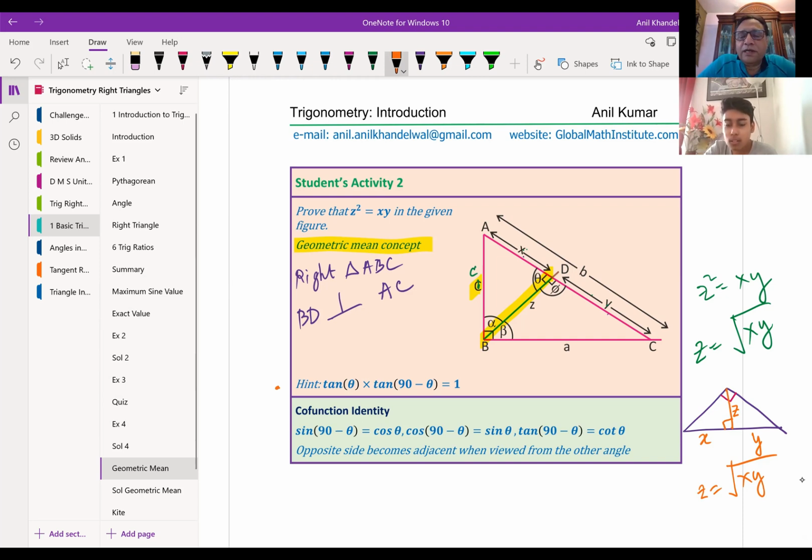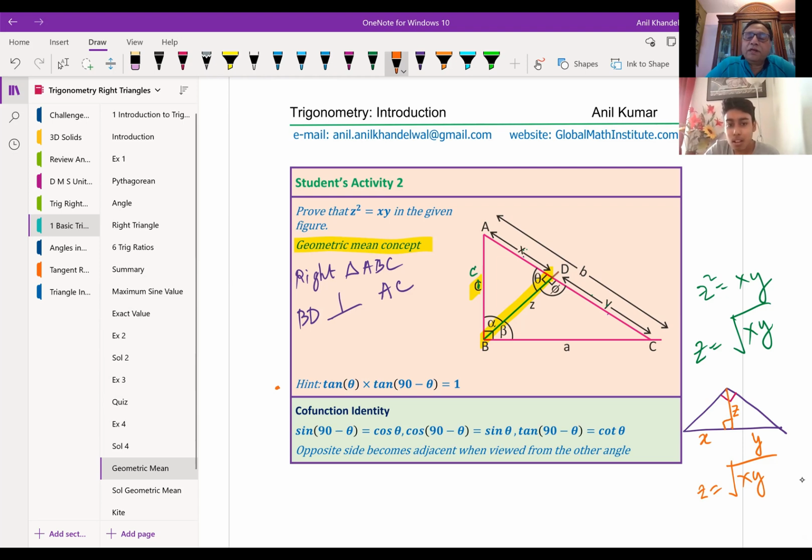So how will you do? Can you give me some hint? What do you think? How should we approach? I think first, sir, by looking at the equation, we need to do the cofunction identity. So basically, looking at the terms, I think z may be this tangent, sir, right? So then we would just use opposite over adjacent as adjacent over opposite to just cross them out to get 1.